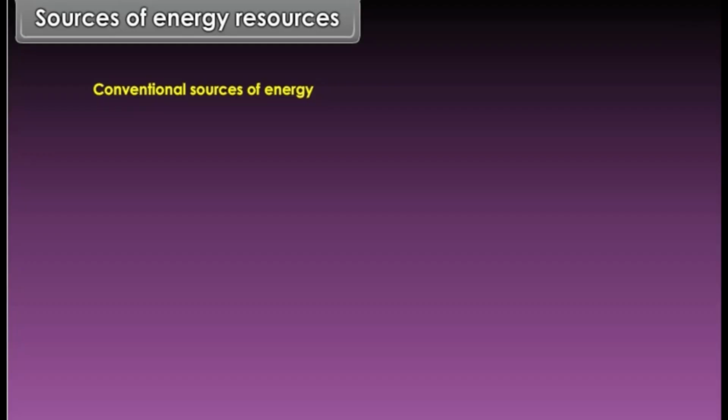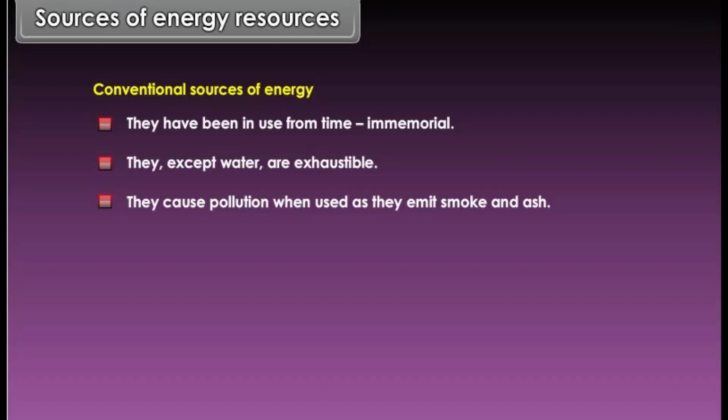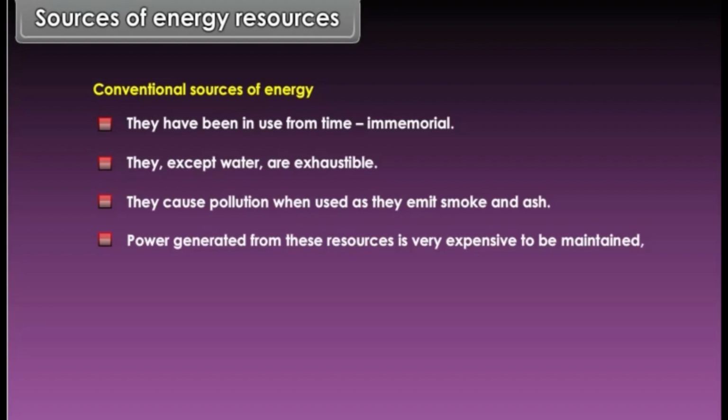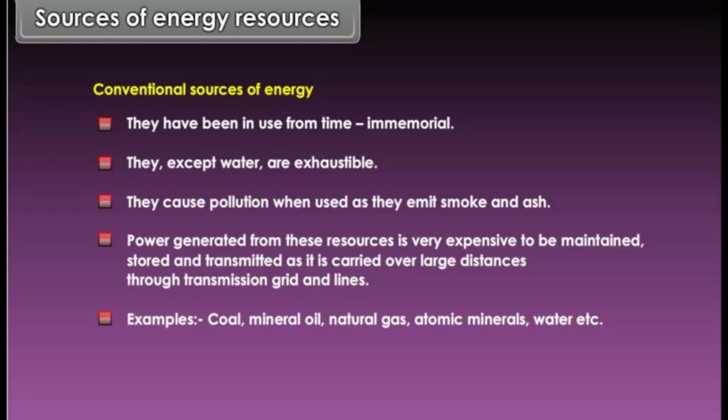Conventional sources of energy. They have been in use from time immemorial. They, except water, are exhaustible. They cause pollution when used as they emit smoke and ash. Power generated from these resources is very expensive to be maintained, stored, and transmitted, as it is carried over large distances through transmission grid and lines. Examples: coal, mineral oil, natural gas, atomic minerals, water, etc.